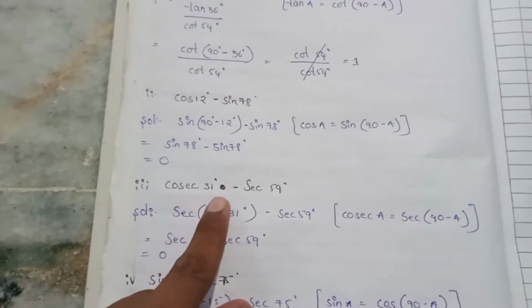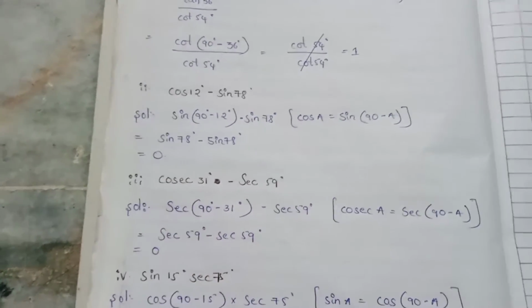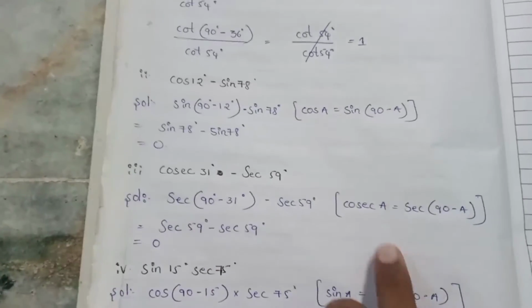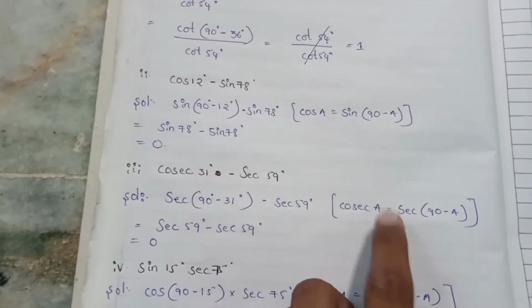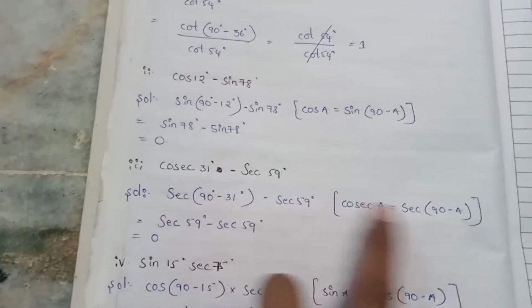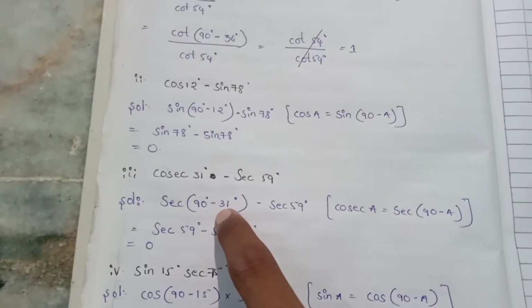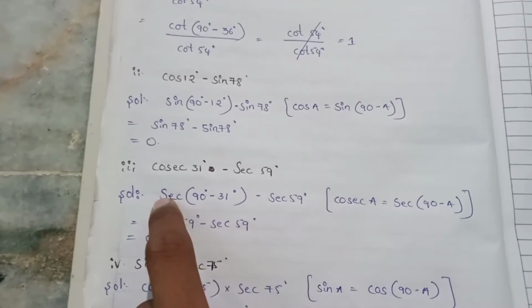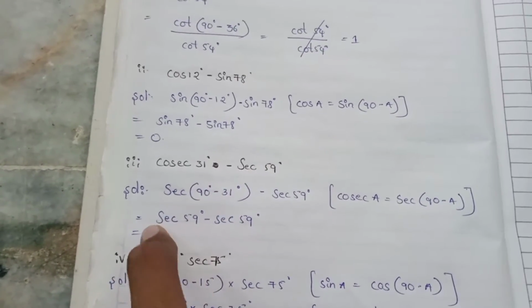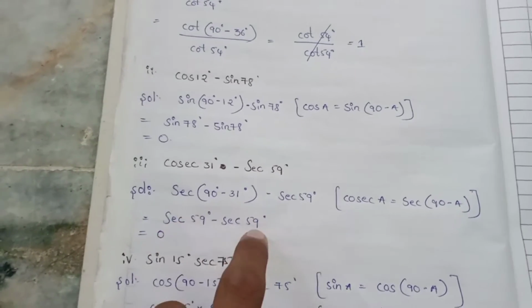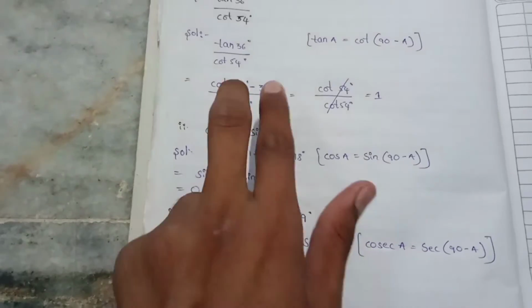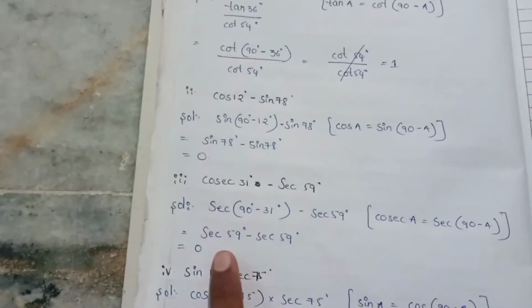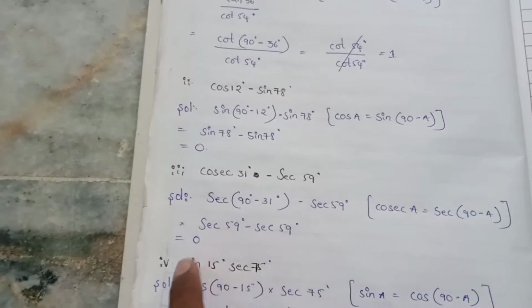Next, cosec 31 degrees minus sec 59 degrees. Only we have to change one here. Cosec A is equal to sec 90 minus A. What is A here? 31 degrees. Sec 90 minus 31 degrees, minus sec 59 degrees. 90 minus 31 is 59 degrees. Sec 59 minus sec 59, both are equal. In this evaluate problem, we have to make all of them equal. See, here it is equal, here it is equal and here it is equal. Sec 59 minus sec 59, 0.